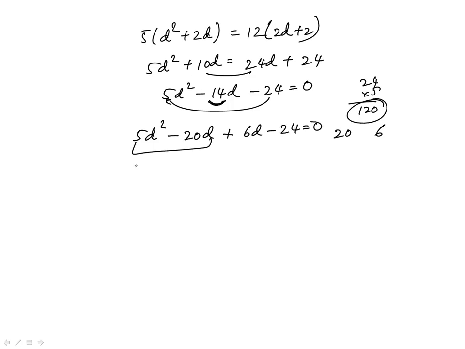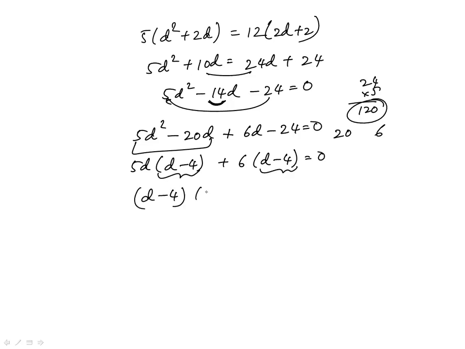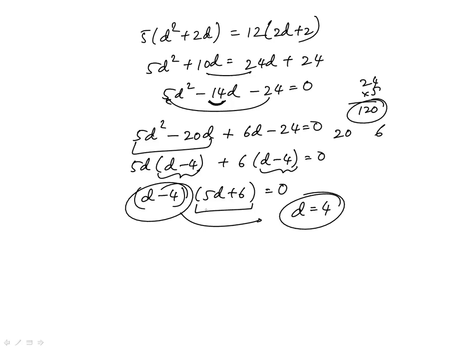I'm going to factor the largest common term here, 5D. D minus 4. Factor 6 here, D minus 4 equal to 0. Then factor D minus 4 and 5D plus 6. Now, D has to be a positive quantity, so the negative root doesn't give us a positive number. The value of D must be equal to 4. So we know what D is.